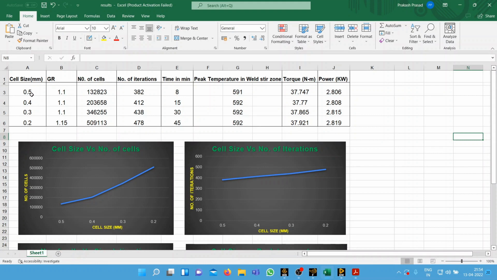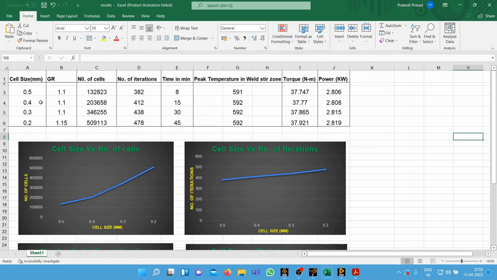Initially I performed this analysis by considering an element size of 0.5 mm, and the number of cells I got is 132,000. It is quite low, the number of iterations was 382, and the computation time was very low, that is 8 minutes. The peak temperature was 591 Kelvin, and the torque I got was 37.747. Then I converted it to get the power, that is 2 pi nT by 60,000, which gives kilowatts.